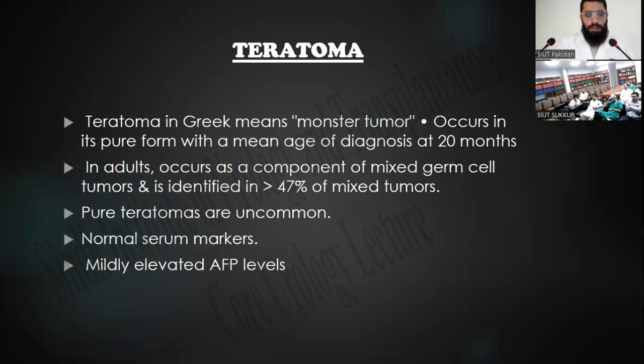Teratoma in Greek means monster tumor and occurs in its pure form with a mean age of diagnosis at 20 months. In adults, these occur as component of mixed germ cell tumors and are identified in more than 47% of mixed tumors. Pure teratomas are uncommon. They have usually normal serum markers, maybe mildly elevated AFP levels.